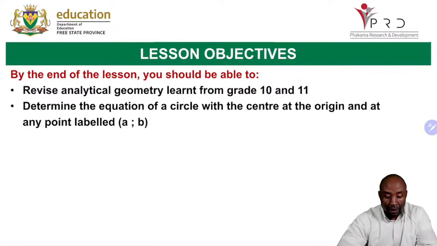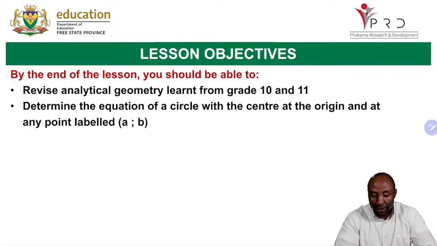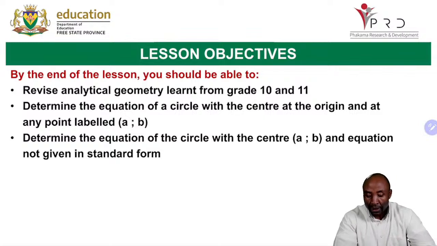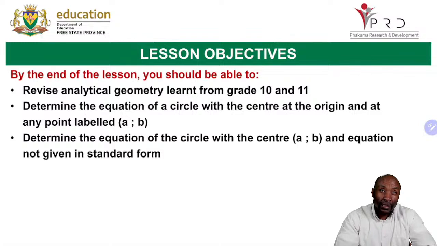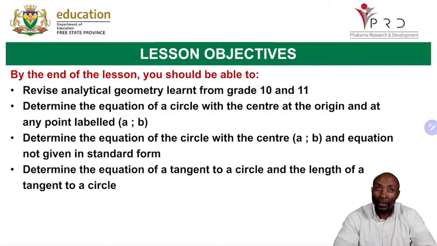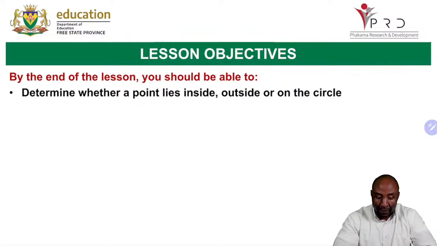We have to determine the equation of a circle with center at the origin and at any point labeled (a; b) in the Cartesian plane. We also have to determine the equation of a circle with center (a; b) and the equation not given in standard form, where we use the method of completing the square. We also have to determine the equation of a tangent to a circle and the length of a tangent to a circle. We might have to use the theorem of Pythagoras there.